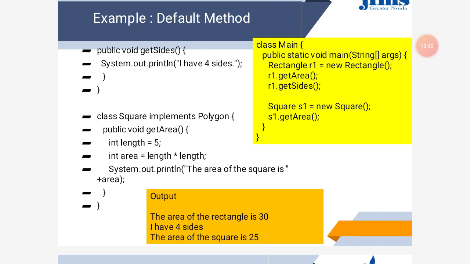And once we access methods of the Rectangle class and Square class, what we see is I have 4 sides, that is common to both, and getArea methods are different for different ones. So what we understand here is, if we want to show something uniform in all the classes, we mention it as a default method.